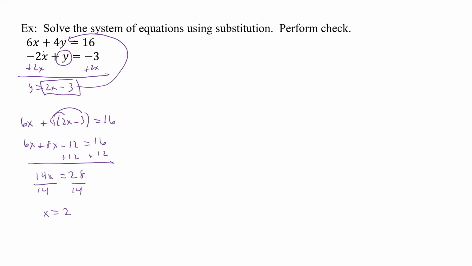Okay. Now I plug the x equals 2 into any equation. I'm going to plug it into the second one because that looks easier. Minus 2 times 2 plus y equals negative 3. Well, 2 times 2 is 4 and it's negative, so we have to add 4 to both sides. And so that gives me y equals 1. And so I'm saying the solution for the system is (2, 1).